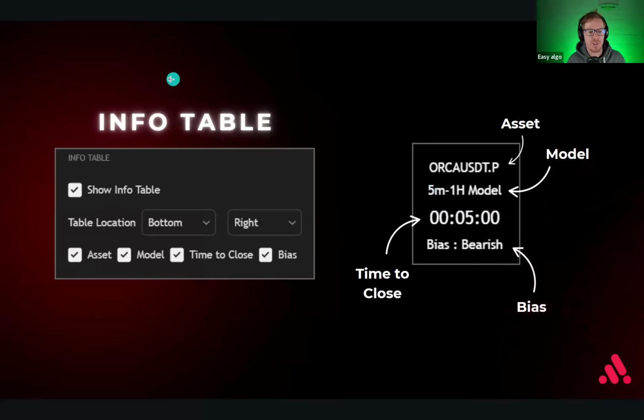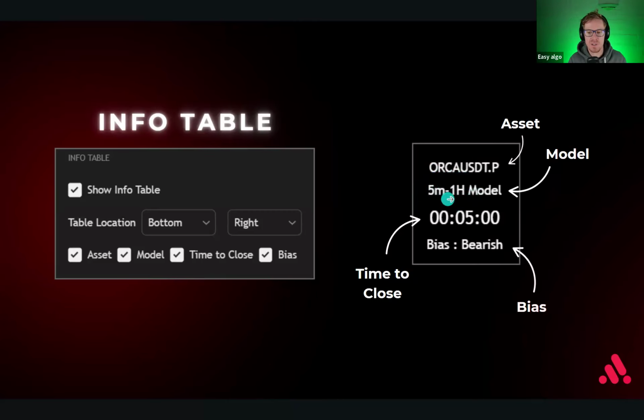And then we've got our info table, which projects all the data from the chart. You can see it's going to project the asset you're looking at over here onto the chart, and the model type. This will show you've got a 5-minute and a 1-hour model. If you are on the 5-minute time frame, it is going to show this model as 5-minute, and it's going to be looking at the 1-hour higher time frame to extract setups and look for data. If you're on the 1-minute, it'll show 1-minute with a 15-minute higher time frame. If you're on the 3-minute, it'll show 3-minute and 30 minutes as the higher time frame model.